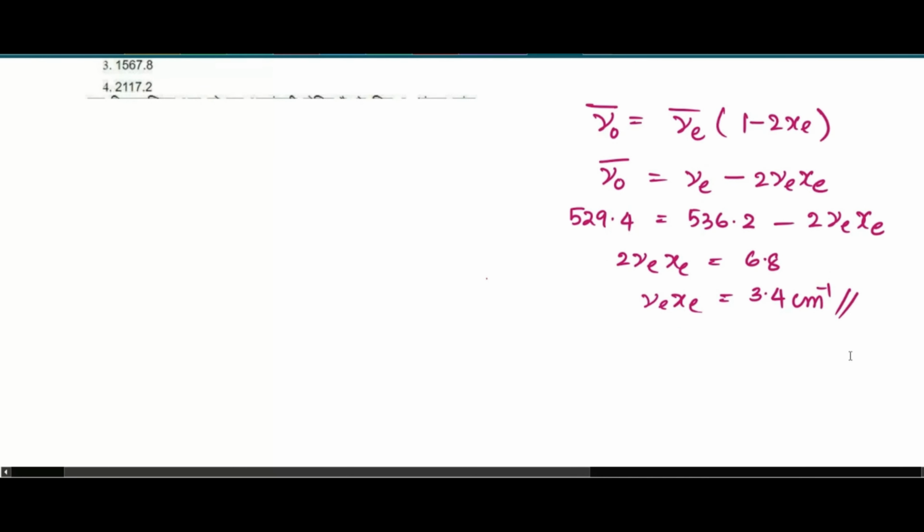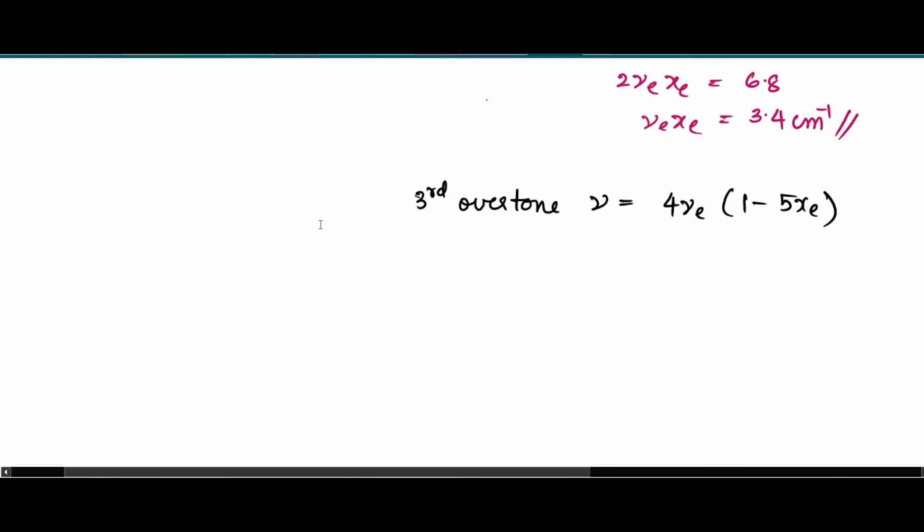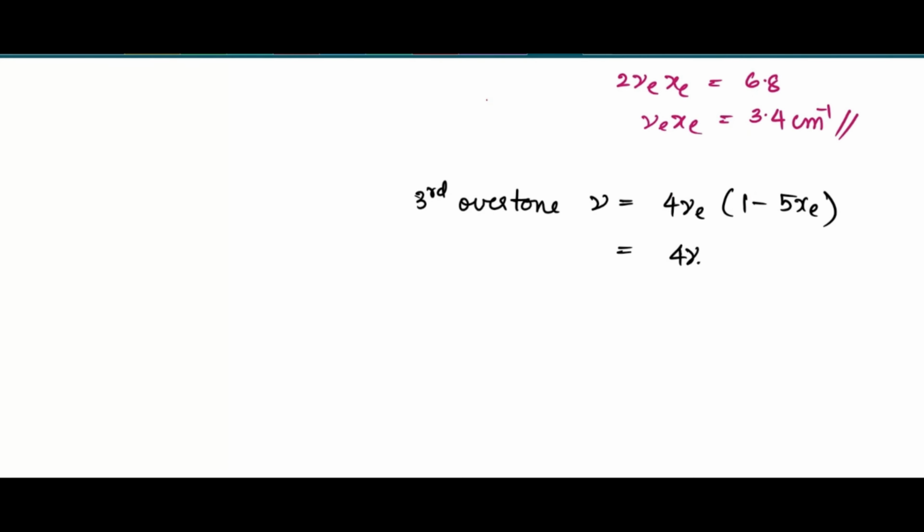What is asked is the third overtone. We need to know the equation of the third overtone, that's all. For the third overtone, the frequency nu is 4 nu e into 1 minus 5x. So that is equal to 4 nu e minus 5 nu e x. Nu e is already given in the question. 536.2 into 4 minus 5 into 3.4. Let me see if it comes out.